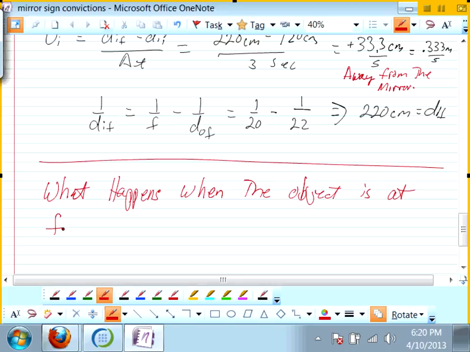What happens to the image? What happens to the image when the object is at F for a concave mirror case?